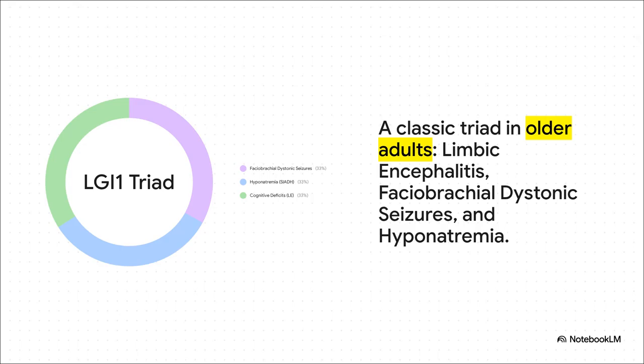Now, if you have an older adult, usually a man over 60, who comes in with a rapid cognitive decline, your brain needs to immediately jump to anti-LGI1 encephalitis. This syndrome has a classic triad of findings. First, you've got faciobrachial dystonic seizures, or FBDS. These are very short, super frequent jerks of the face and arm on one side. That's the faciobrachial part. The dystonic part is the weird posturing of the arm that goes with it. They can happen hundreds of times a day and are almost pathognomonic, a dead giveaway.